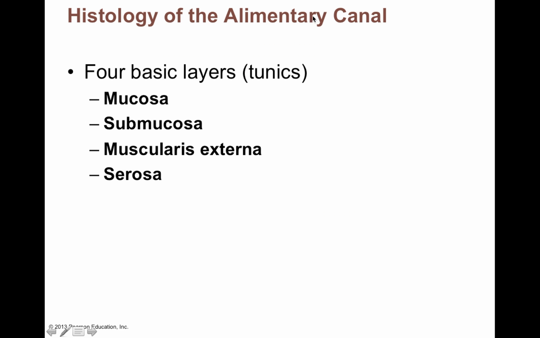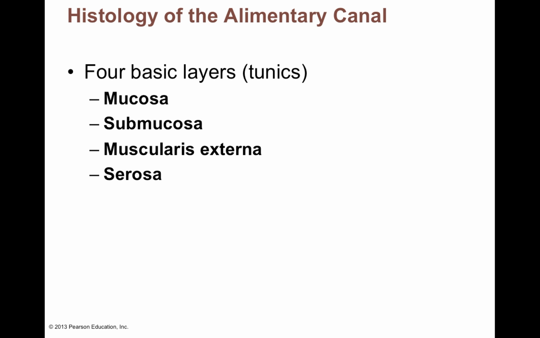So let's look at the layers of the alimentary canal. If you guys remember, the alimentary canal is the muscular tube from mouth to anus, right? Now, if we look at these layers, we have things like your mucosa, submucosa, muscularis, and serosa. The mucosa is the layer or tunic, and tunic means layer, that surrounds the lumen of the organ. If you guys know, lumen means space, right? So the mucosa would surround that space or lumen.